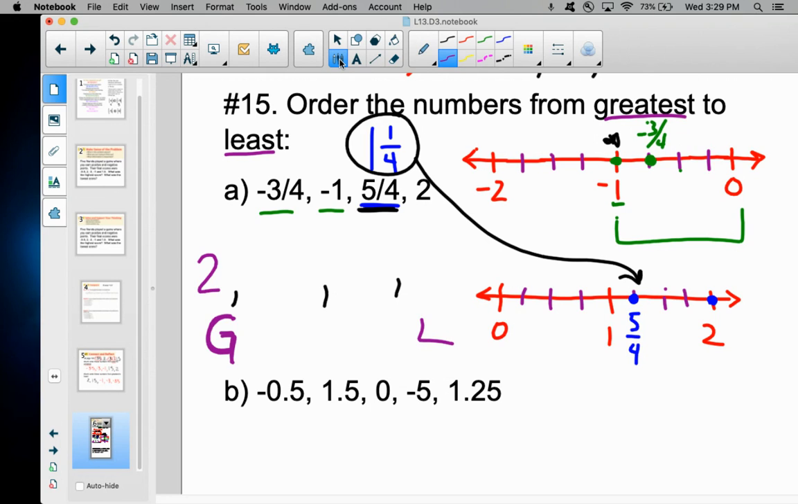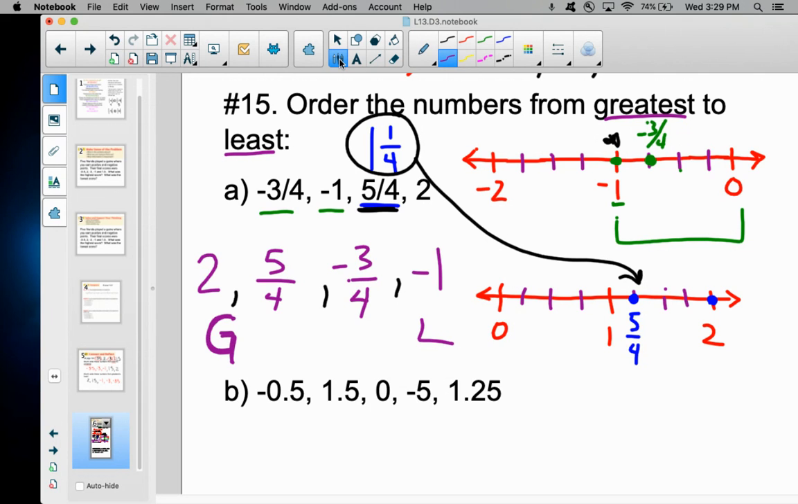So the greatest number is going to be 2, followed by 5/4. And if you were thinking as I was explaining, no, that's not what I had, you were on the right track. Thank you. I'm glad I caught that. Then followed by negative 3/4, and then the smallest number is -1. Whew, glad I caught it.